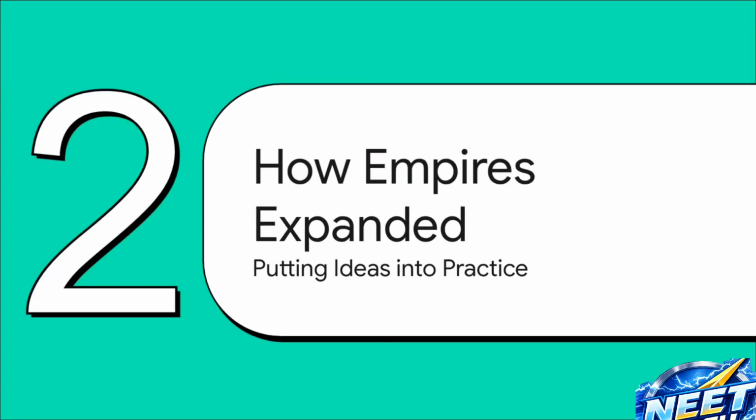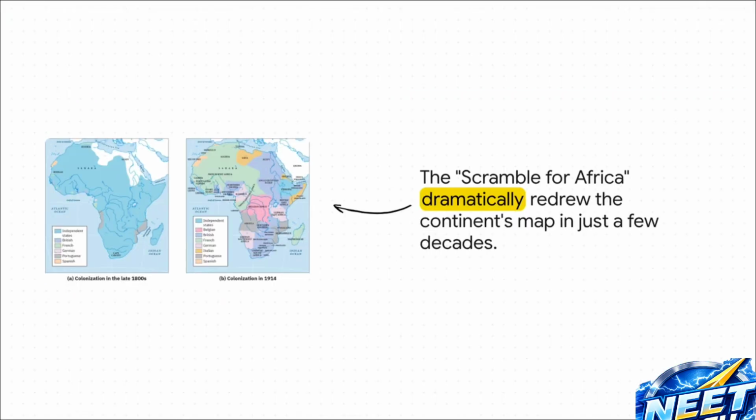Okay, so with these justifications locked and loaded, how did these industrial countries actually go out and build their empires? Let's pivot now from the why to the how, and look at the methods of expansion, which were both technologically shocking and ruthlessly efficient. Just look at these two maps.